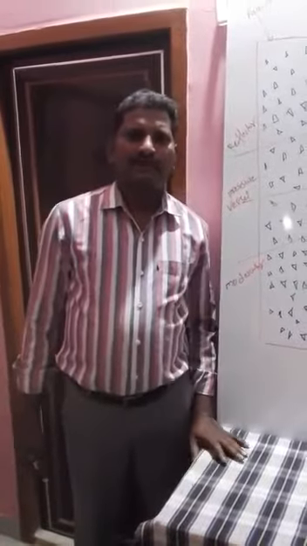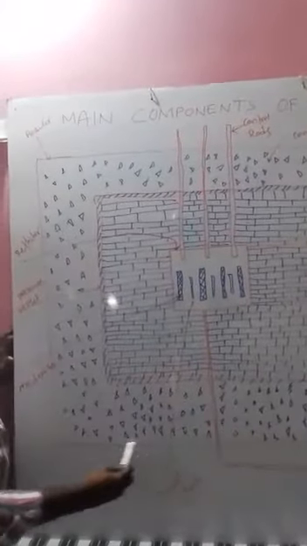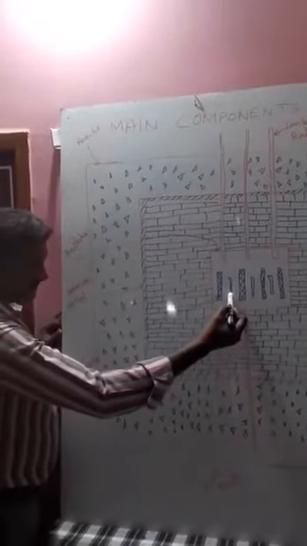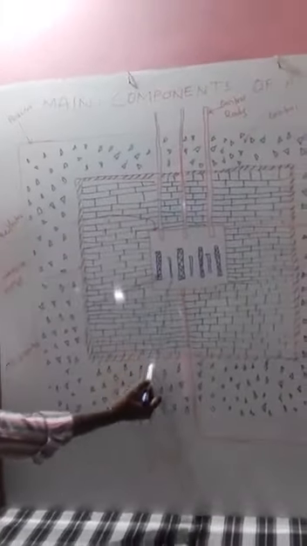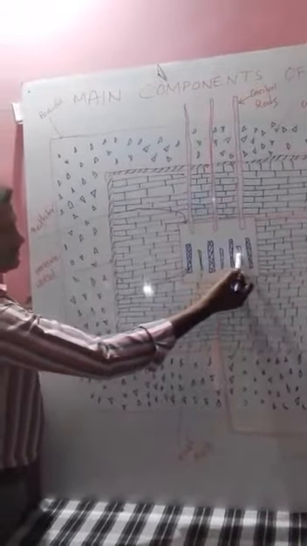Let us discuss the various components present in the nuclear reactor. This is the schematic diagram of a nuclear reactor. Let us see it part by part. First we are seeing the fuel rods, 1, 2, 3. For example, we are seeing three fuel rods shown.